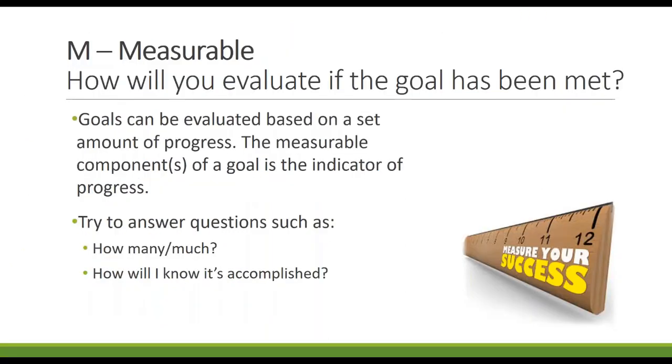The M stands for measurable. By including this characteristic in a goal, it will help you evaluate if the goal has been met. Goals can be evaluated based on a set amount of progress. So when you have this measurable component in a goal, it's the indicator of your progress, and it should help you answer questions like how many or how much, how will I know if the goal has been accomplished, or what is the goal line?